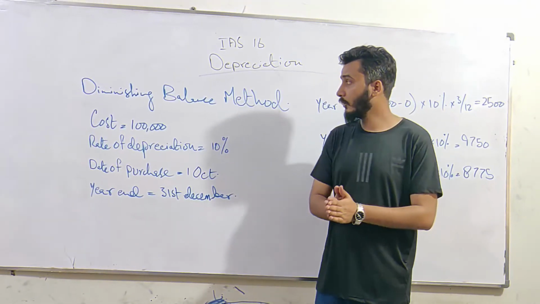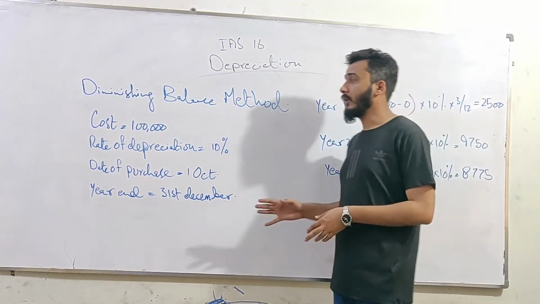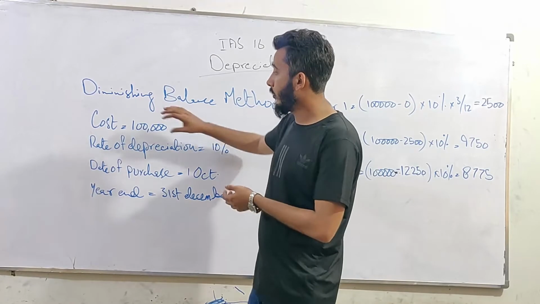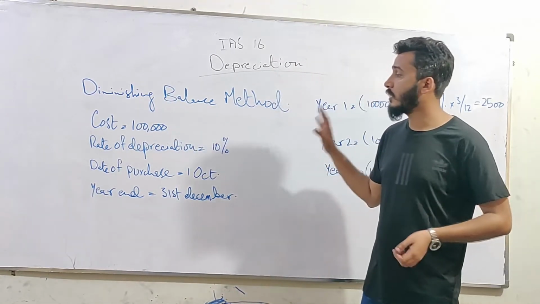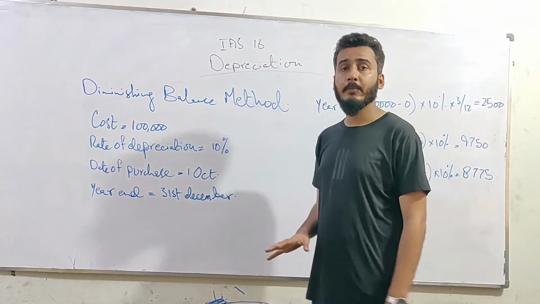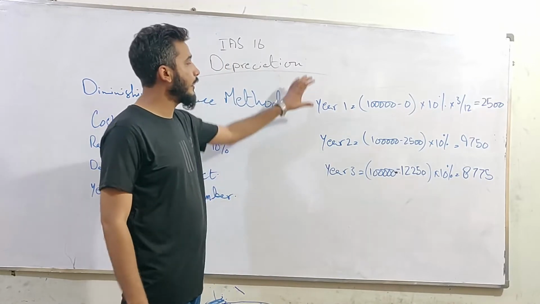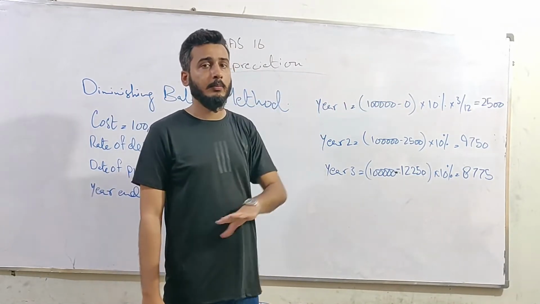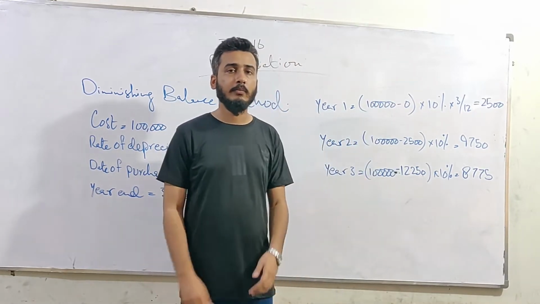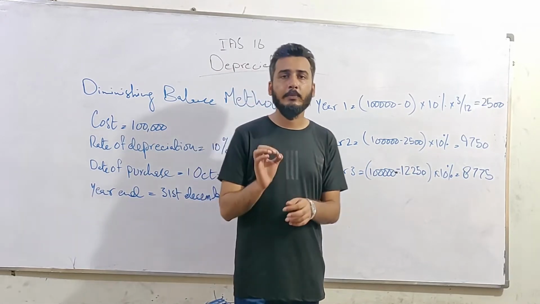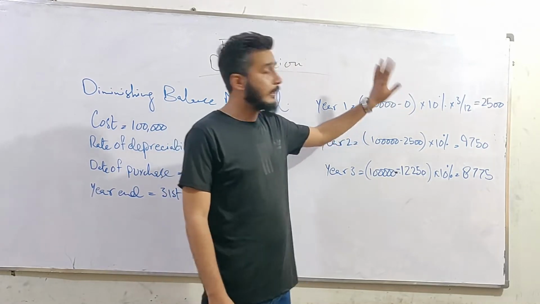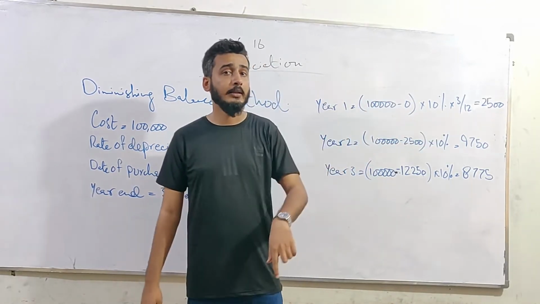Let us see. Okay, so here we have a question for calculating the depreciation under diminishing balance method. We have cost of 100,000, rate of depreciation is 10%, date of purchase is 1st October, and the company's year end is 31st December. Now, how to calculate this? Firstly, on year 1, we have to have the book value. Why am I deducting 0 from 100,000? Because we calculate depreciation at the end of the year. But here, we haven't calculated the depreciation because the year is about to end, not ended yet.